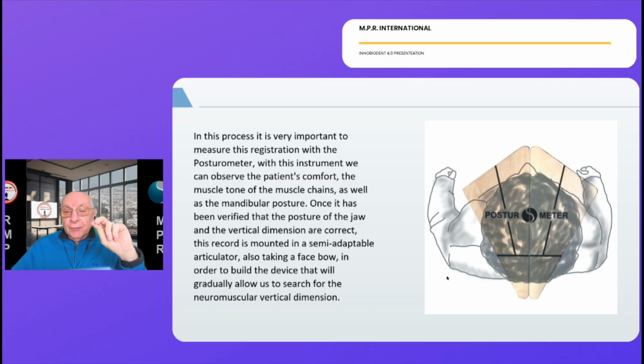When the posture of the mandible and the vertical dimension have been verified as physiologically sound, we proceed to create this registration to mount in an articulator and study it, at which moment we can build the occlusion.